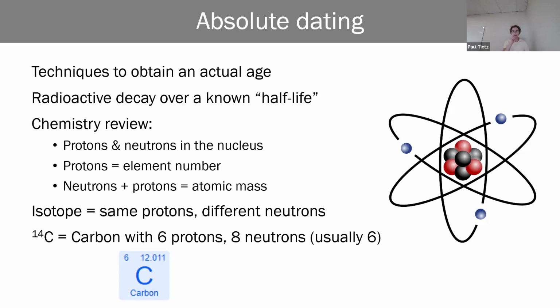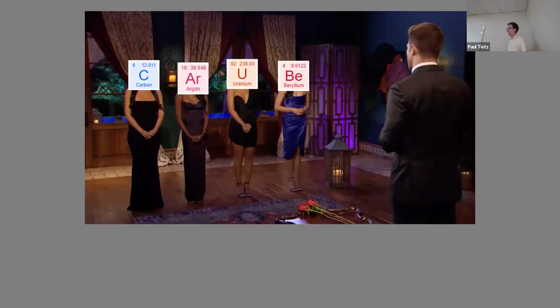This is just one example of carbon. We're going to talk about this first. There are many different elements that we can use with different strategies effective over different ranges. So in that case, it means we have many different dating options, which all of a sudden sounds a lot like The Bachelor once again.